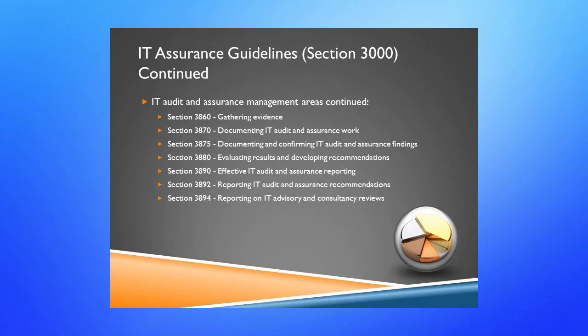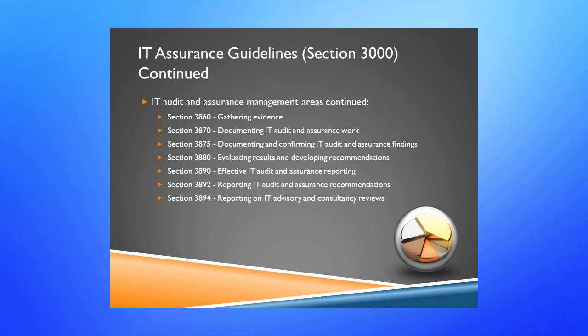Some of the other areas that we'll see when it comes to the audit and assurance management areas, as far as our guidelines, falls under the guidelines for gathering evidence. That's section 3860. Now, just one more time, if you think back when I was talking about the guidelines for the ISACA, I pretty much talked about these very guidelines with a little different wording in the titles. So I'm hoping that you remember what it was we were talking about.